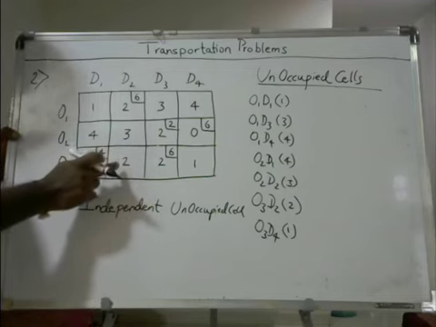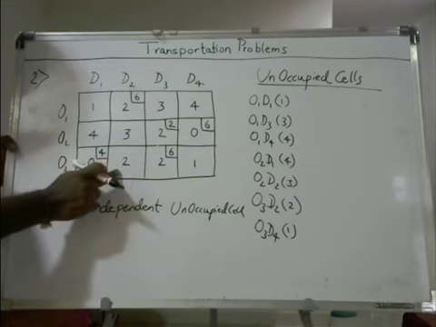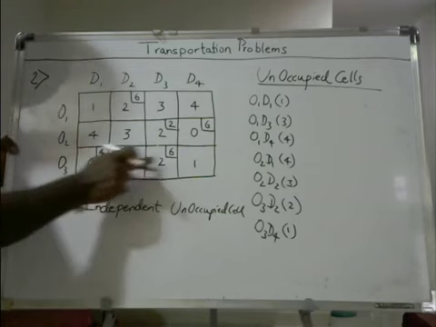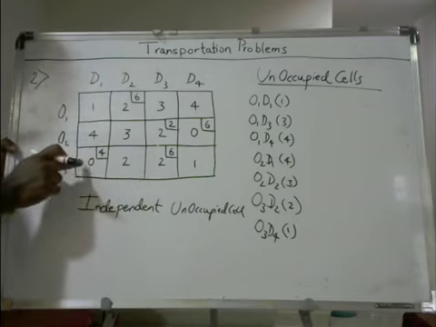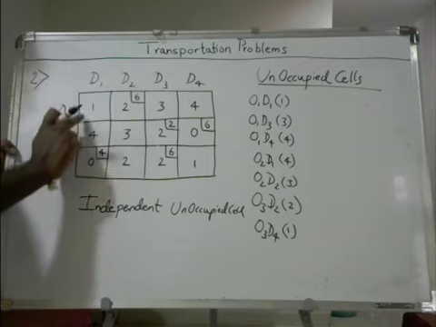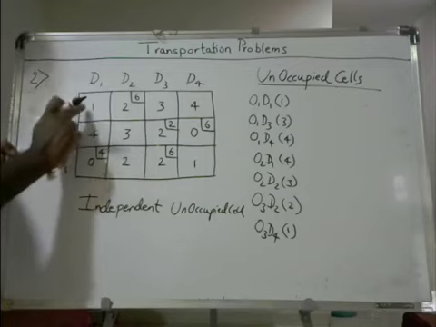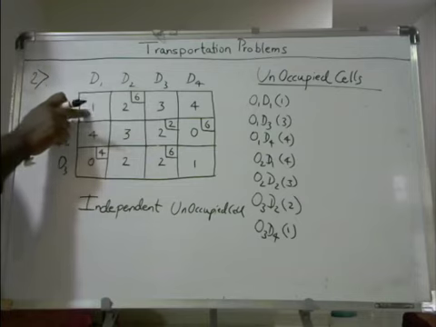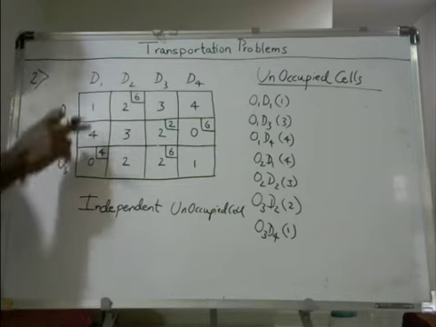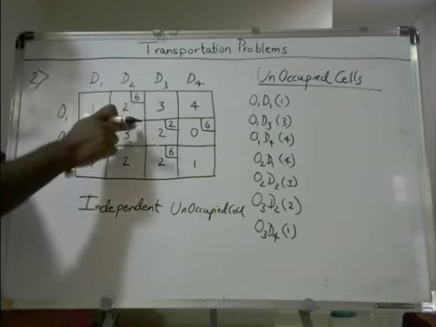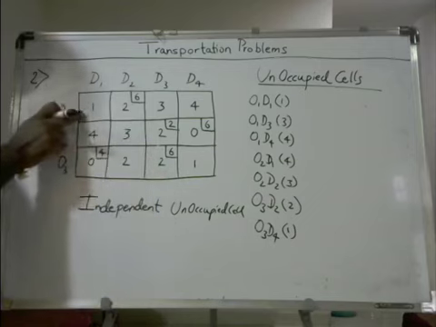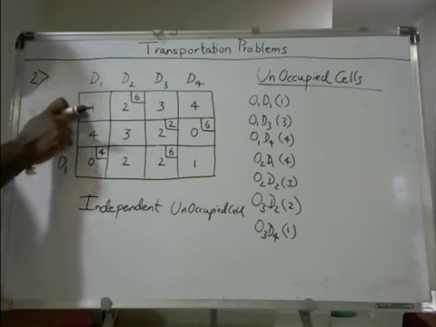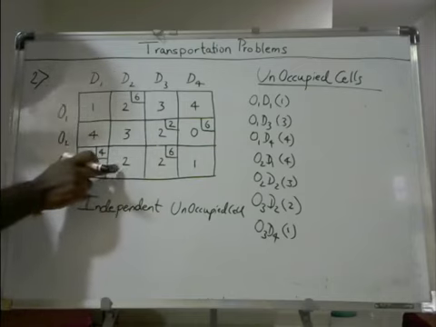If we had, let's say, an occupied cell here, we could take a 90-degree turn here or here. If we had another occupied cell here, we could have taken a 90-degree turn to this cell. Now this forms a closed loop, and then this is not called an independent cell. But in this case, we'll take a 90-degree turn here, but we cannot take any turn here.